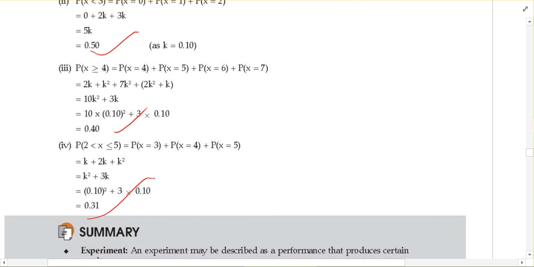Okay, so this was your chapter: expected value, expectation, and variance of a random variable probability distribution.